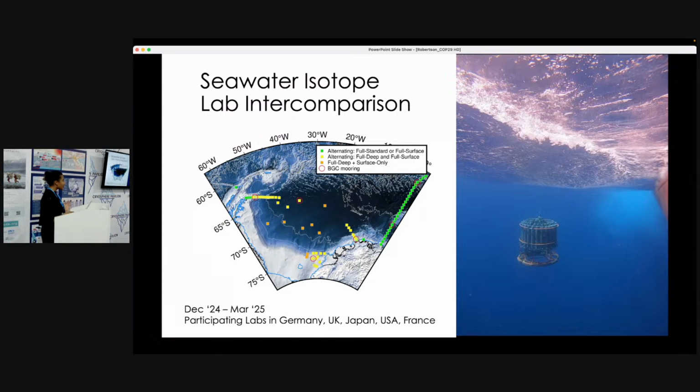In this upcoming winter or austral summer, we'll be participating in an expedition. We'll be doing some seawater isotope intercomparison, collecting water isotopes for different labs in order for those samples to be sent out and observed in labs around the world.